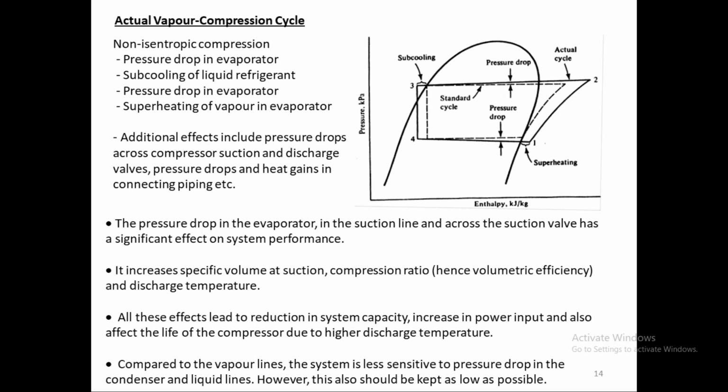Same is true here. There will be a pressure drop, and we are showing you here the pressure drop in the evaporator, in the condenser, in the piping system of the refrigerator. The pressure drop in the evaporator, in the suction line and across the suction valve has a significant effect on system performance. It increases specific volume at suction, compression ratio and discharge temperature. All these effects lead to reduction possible.